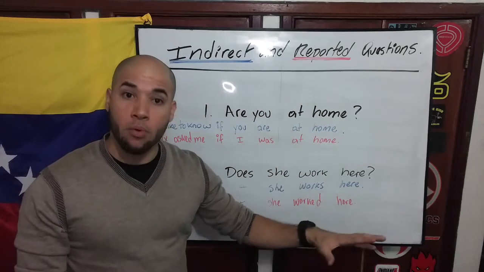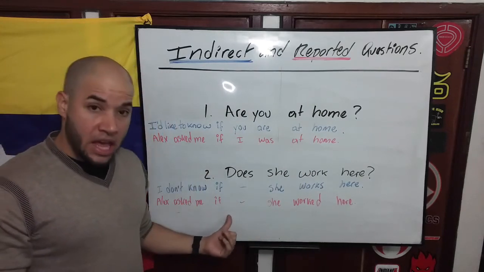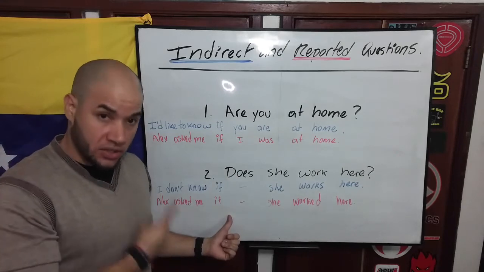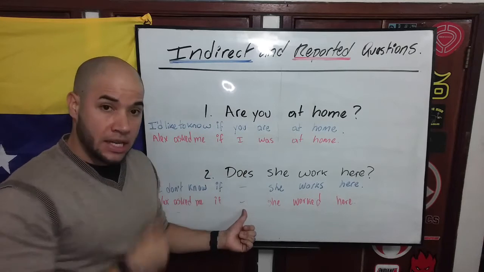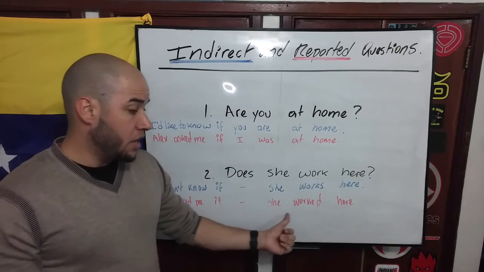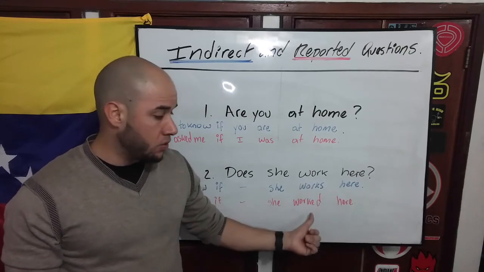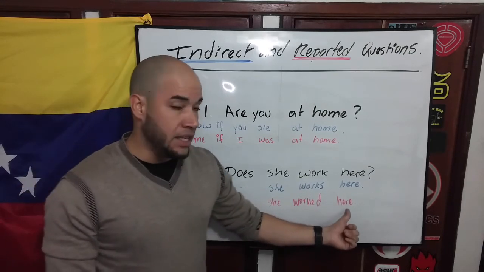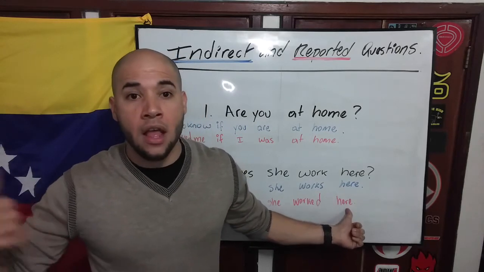Then if you want to make a reported question, this is how you do it. Alex asked me if, and "if" is necessary because it's a yes-no question. "Does" is no longer there because you eliminated it. And then we have, she worked. This is the past tense of work or works, right? So we say "worked" here. If you are still there, if you went somewhere else, you can say "there."